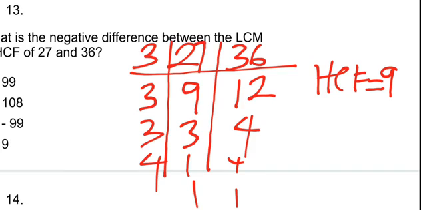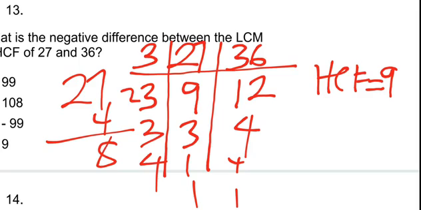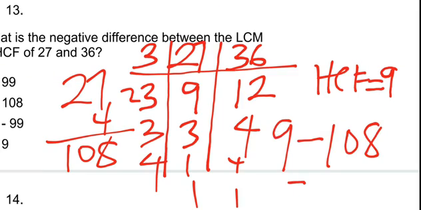So 3 times 3, 9. Times 3, 27. So 27 times 4, that is 108. But the question asks us to find the negative difference between the HCF and LCM. That means the smallest minus the biggest. So that means 9 minus 108, which will give us minus 99. So that gives us the answer here.